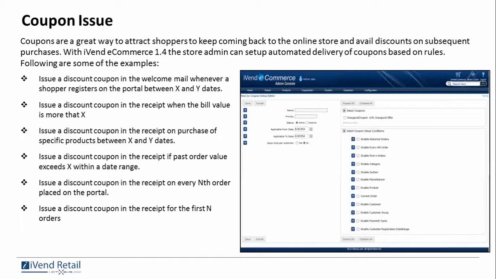Then it could be like issue a discount coupon in the receipt on every nth order placed on the portal. Other could be issue a discount coupon in the receipt for the first n orders. So all these coupons can be easily defined using the iVend eCommerce admin console.